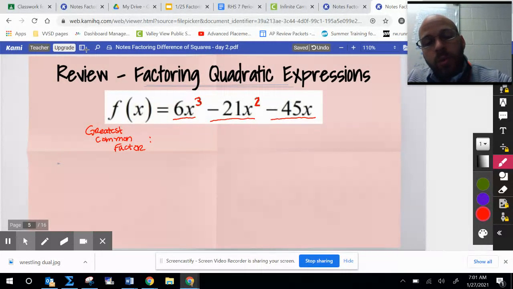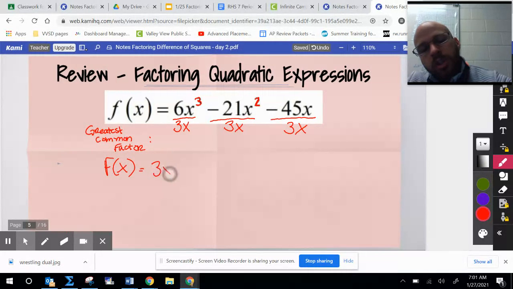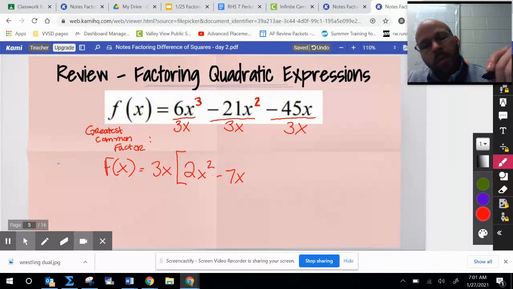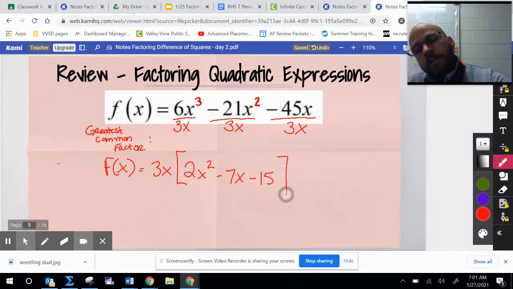Well, 6, 21, and 45 are all divisible by 3. And each one of these terms has an x. So if I divide a 3x out, now watch how I write my function. I always write the GCF out front. 6 divided by 3 is 2. This would be x squared. 21 divided by 3 is going to be 7. x squared divided by x, I'll just have 1 left. 45 divided by 3 is a 15.